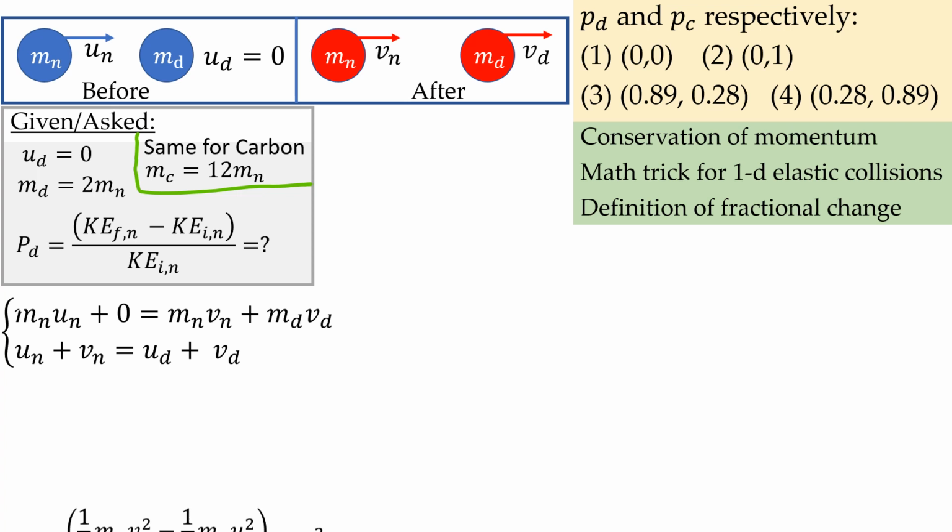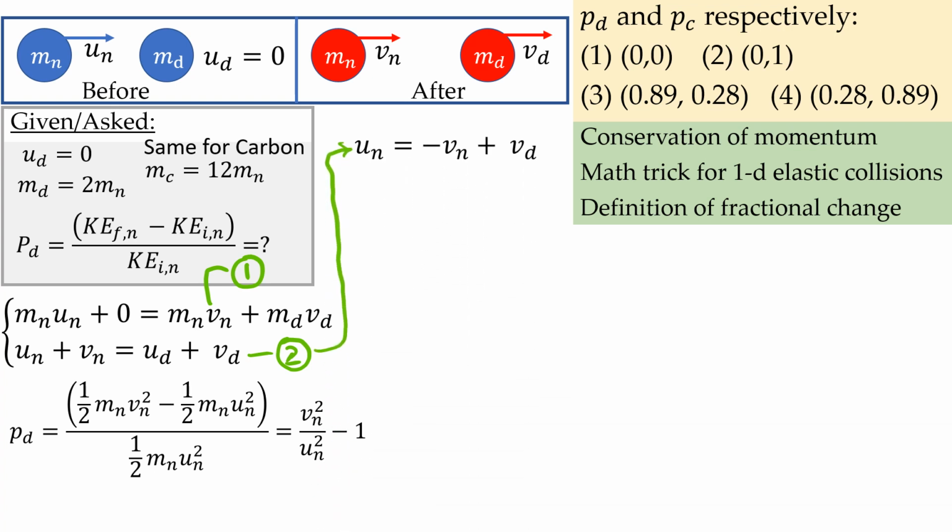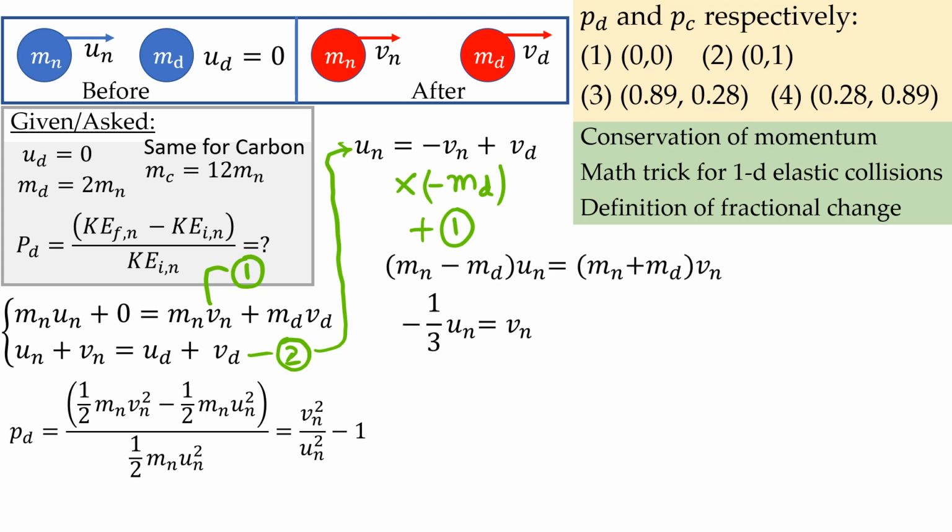So next, we simplify the PD as follows. Now let us solve. Now it is fairly straightforward. We will solve equations 1 and 2 for initial and final velocities of neutron, because we have to calculate PD, which is fractional loss of kinetic energy. You can do it in your own way, but since I have to explain, I will do it as follows. We rewrite equation 2 and multiply both sides by minus md. Then we add to equation 1 and we get Vn in terms of Un. The fractional loss of kinetic energy is reduced to minus 0.89.